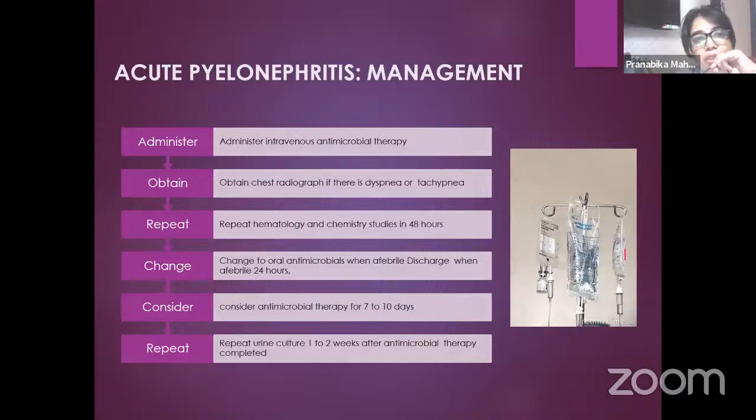In acute pyelonephritis, we administer intravenous antimicrobial therapy. Then we obtain chest radiograph if there is dyspnea or tachypnea, because fluid effusion is also very common because the kidney is not functioning properly. So there will be fluid retention. Then we should repeat the hematological investigations and chemistry studies in 48 hours. Change to oral antimicrobials or discharge when afebrile for 24 hours. We should consider antimicrobial therapy for another 7 to 10 days of oral therapy. Then repeat urine culture at 1 to 2 weeks after antimicrobial therapy is completed.